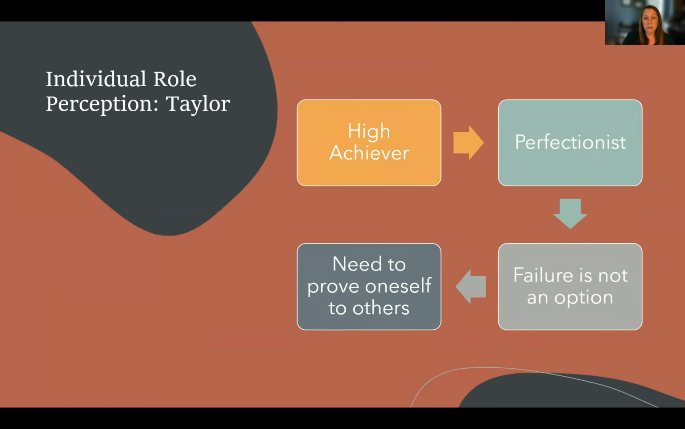Taylor's individual role perception is this is her first role as an RN in primary care. She graduated top of her class and always felt pressured to perform well. Growing up, her mother pushed her to be the best in everything. Taylor feels she must hold a high status with this new job and prove herself to others.